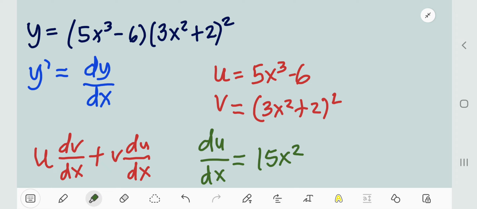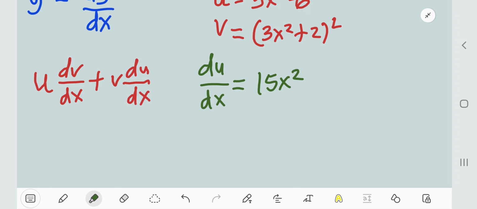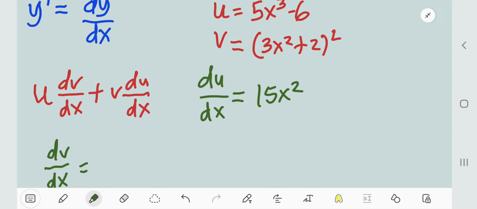Our next step is to find dv over dx, or the derivative of v with respect to x. So we are going to copy down 3x squared plus 2 all squared. We're going to find the derivative of the function, so we are going to apply the power rule here. We are going to multiply the v function by 2, but then we are going to reduce the exponent by 1. So we are left with 2 times 3x squared plus 2.